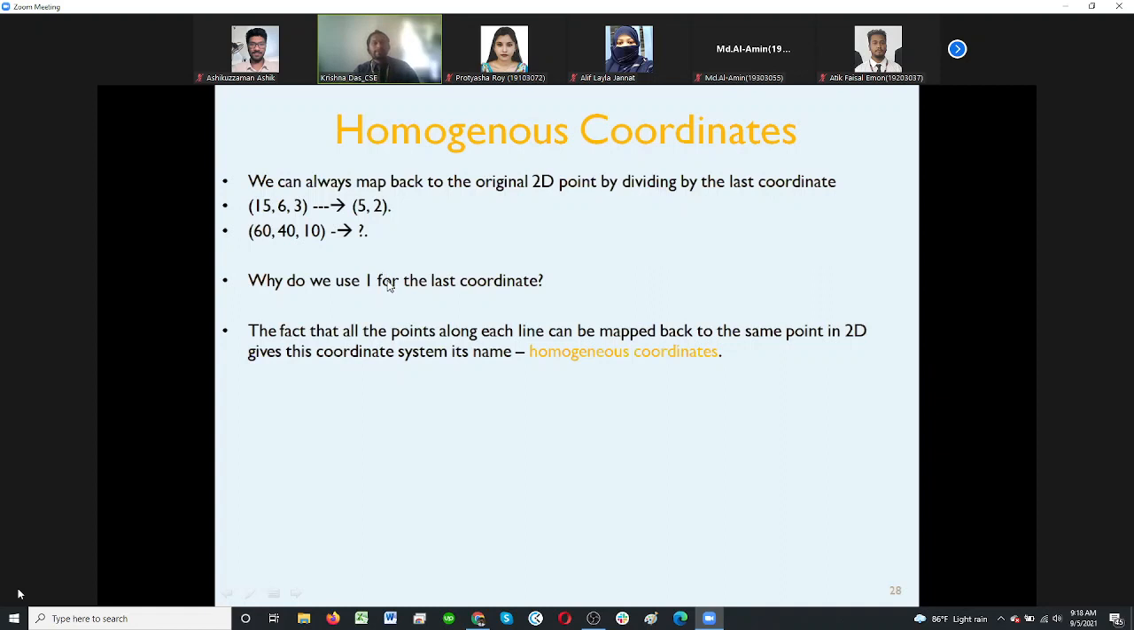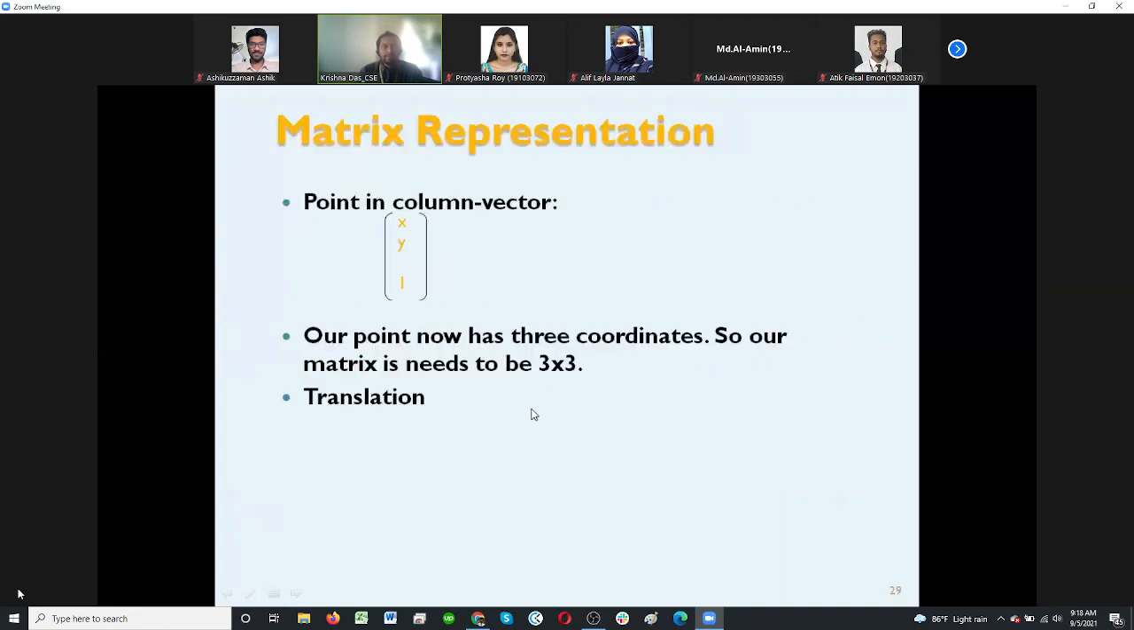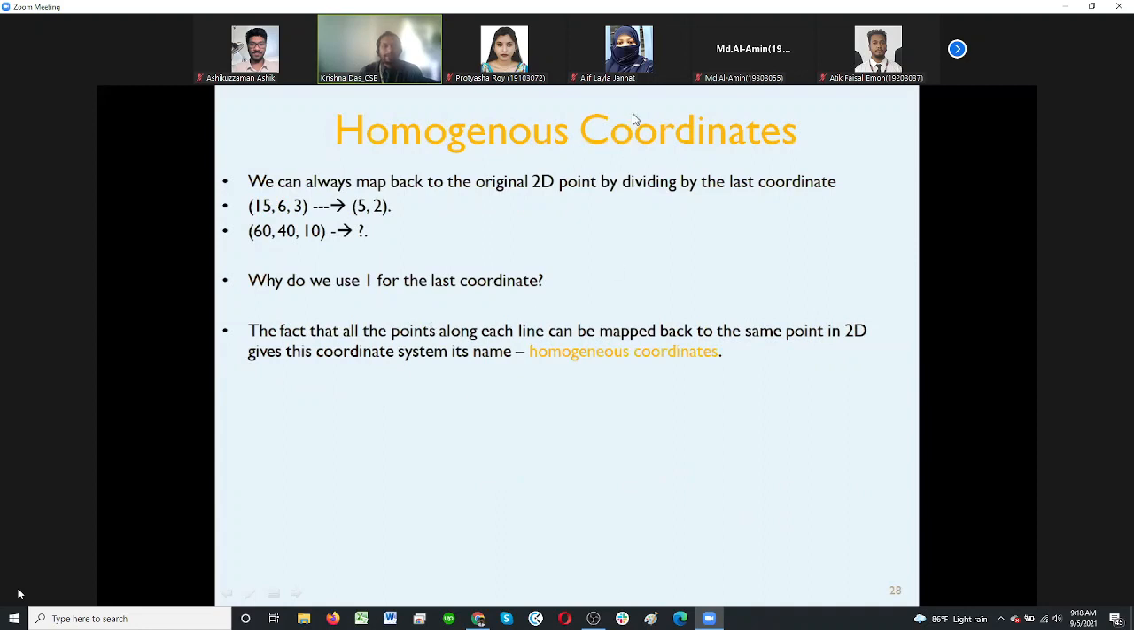So our main concern is what we are checking for three dimensions. That means your depth, your distance in the space, is always equal. That depth of that system is equal. So all the points along each line can be mapped back to the same point in the two-dimensional coordinate system, and it's called the homogeneous coordinate. Very easily we can map back.